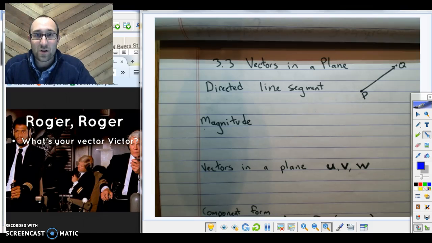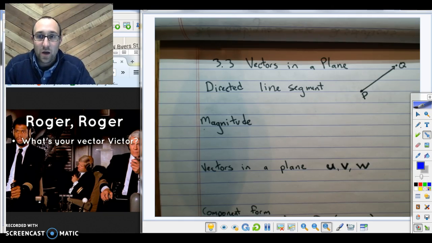Hey everyone, and welcome. This is section 3.3, vectors in a plane. Now it's kind of dealing some with law of sines, some with law of cosines. We are still dealing with triangles, but we're going to be dealing with vectors because they have components to make triangles, but they're also really, really important in physics.